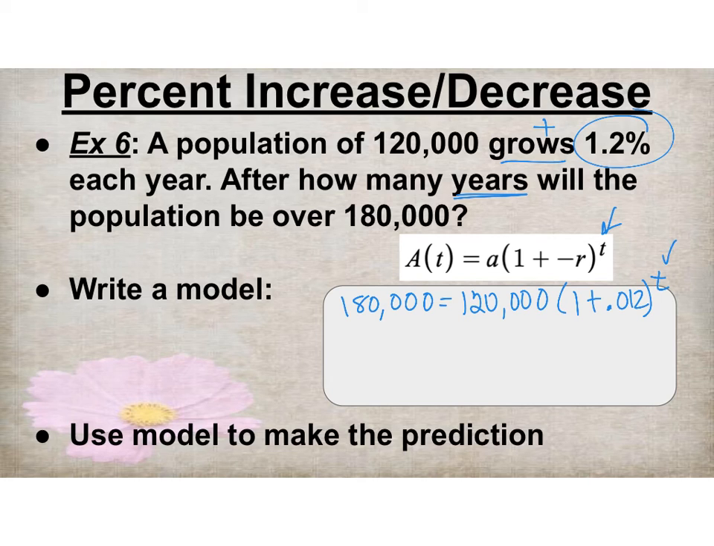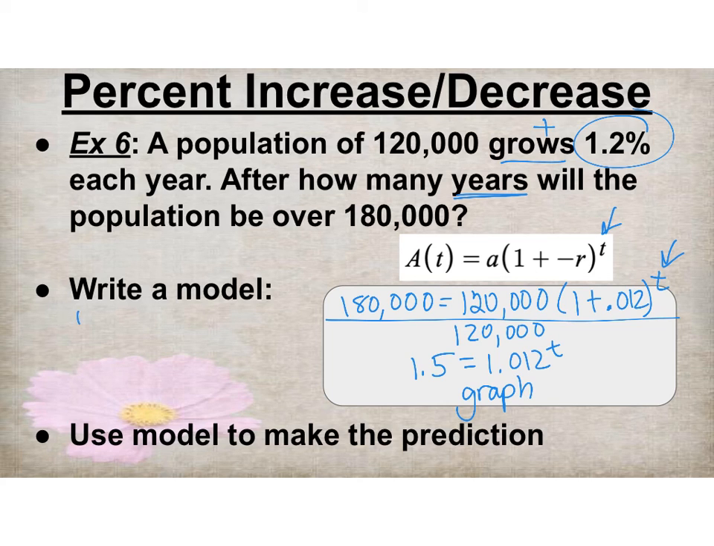I'm trying to get to this t, so algebraically I could divide by the 120,000. And that's going to give me 1.5 equals 1.012^t. It's still an exponential equation. We're just beginning, so we don't quite know how to solve this algebraically. So we're going to graph. And I would like you to graph y equals 1.5, the left side, and y equals 1.012^t, the right side. The 1.5, that's going to be your horizontal, and then you should see very steady growth.